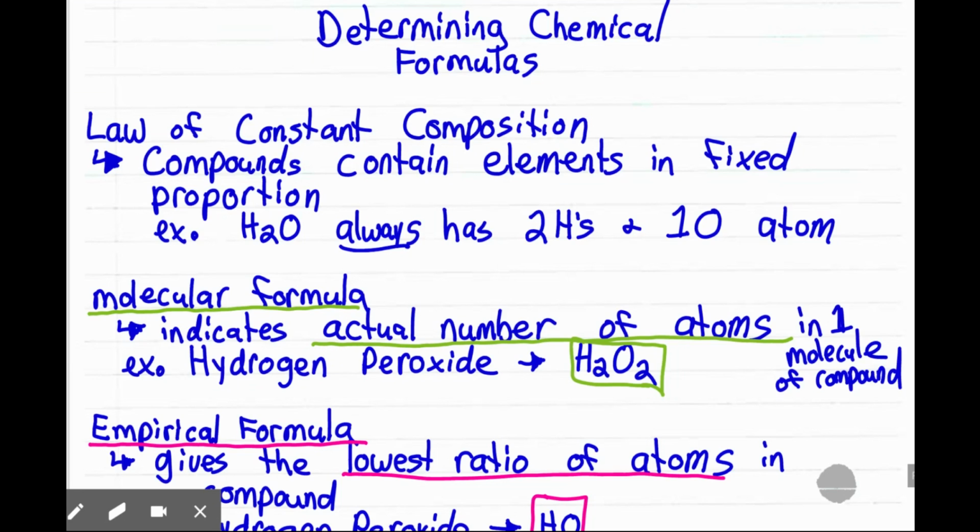But before we do that, I just want to remind you of the law of constant composition. The law of constant composition states that a compound contains elements in fixed proportions. What that means is that something like water, H2O, is always going to consist of 2 hydrogens and 1 oxygen atom. If you change the number of either of those atoms, you no longer have water.